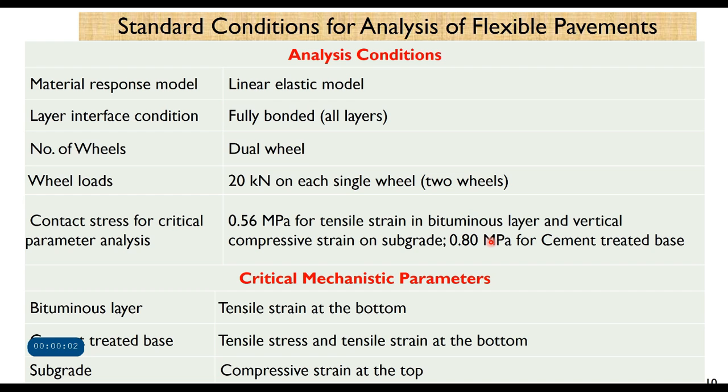So the standard conditions which are taken for the design of flexible pavement are that the material response model is considered to be linear elastic, the interface condition is fully bonded, the number of wheels is dual wheel, and the wheel load is 20 kN on each single wheel, that is 2 wheels. Contact stress is 0.56 MPa for tensile strain in the bituminous layer and vertical compressive strain on subgrade, and 0.8 MPa for cement treated base. And these three conditions are critical, as I explained to you earlier also.